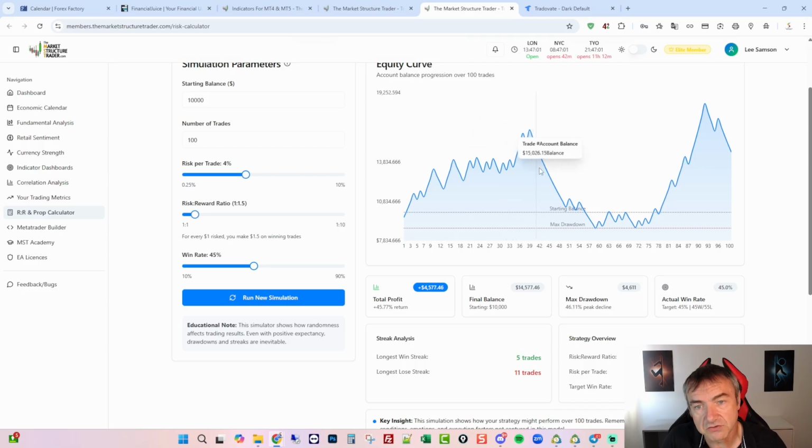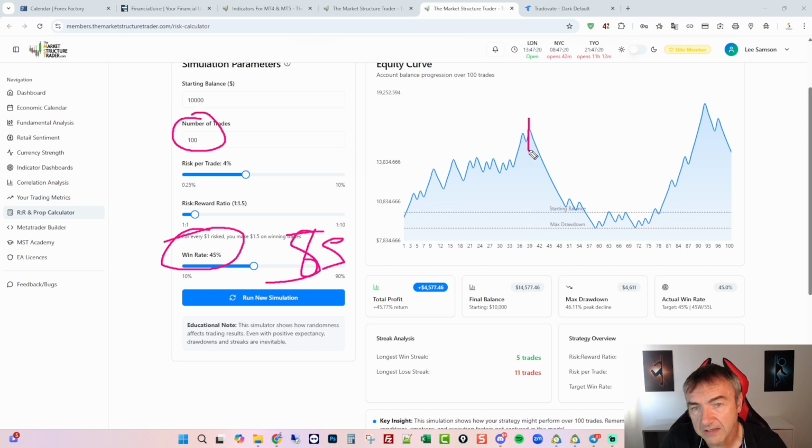Now look at that losing streak here. This is a great example of random distribution of trades. This strategy has a 45% strike rate, meaning that we lose 55 trades out of 100 trades. Out of those 100, you can see here we had a big, strong losing streak of 11 at once. Now, if we're losing 55 of those trades, we actually lost 11 of them in one go.